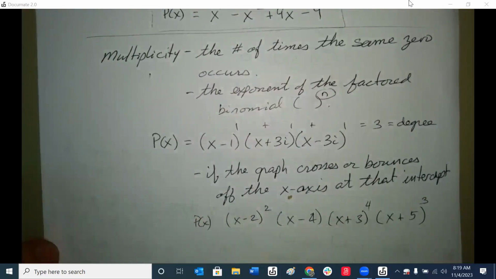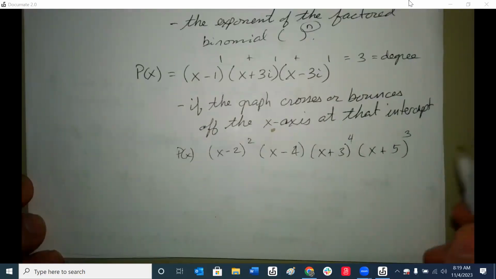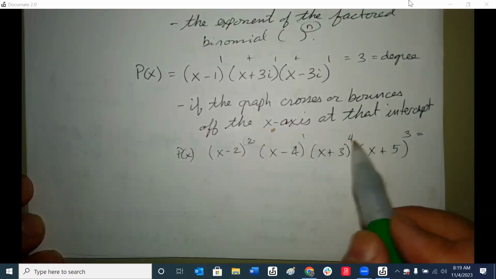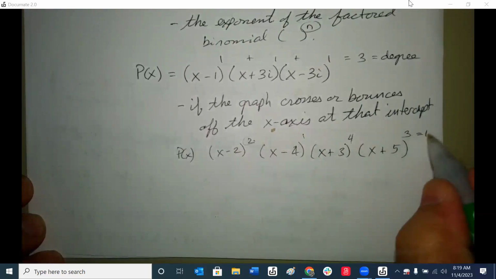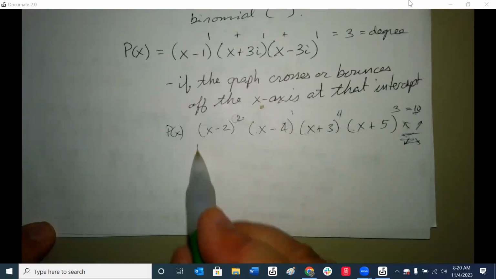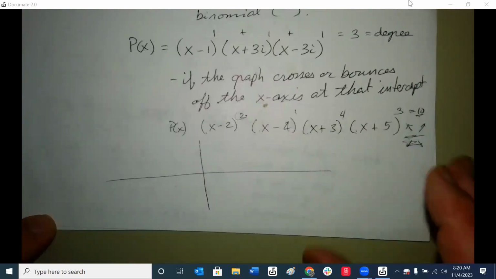So let's pretend we have this polynomial. The degree is 2 plus 1 plus 4 plus 3, which is 10. And if you reviewed your notes, if the degree is even, that means both ends point the same direction, either both up or both down. Since all the coefficients are positive, our graph at both ends will point up. Again, this is why it's important that you stay current with what we're talking about. You have to review the notes.